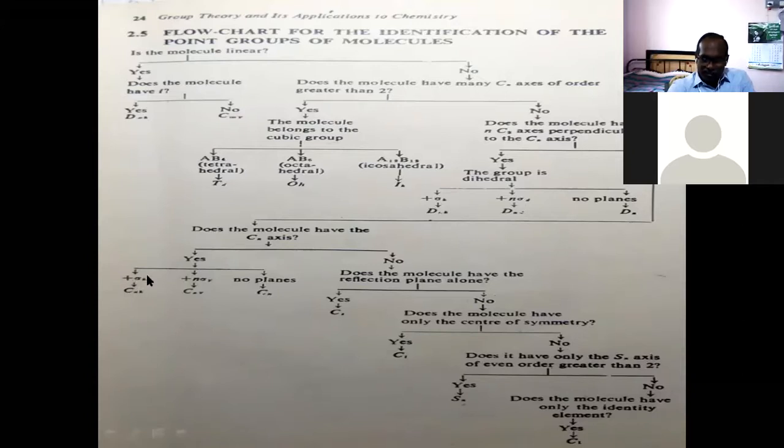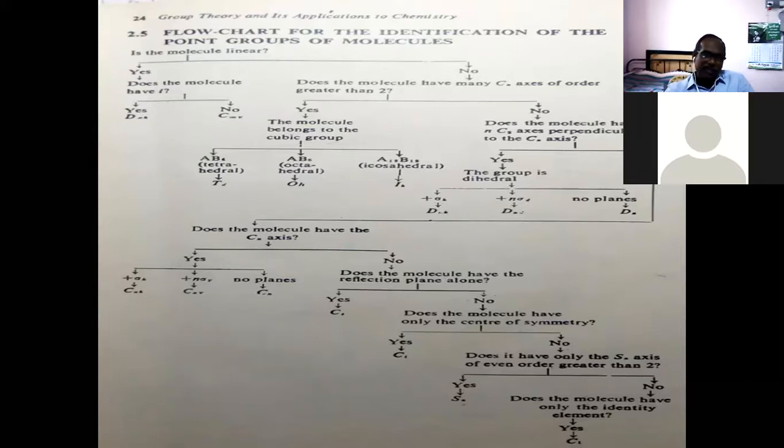Along with that, if it has a horizontal plane, it is the CNH point group. If it has n number of sigma V, it is the CNV point group. If it has no planes, it is the CN point group. Now take the ammonia molecule. If you have a notebook, write the structure of ammonia. Step by step, I will explain. You do the exercise. Write the structure of ammonia. Ammonia is pyramidal in shape.